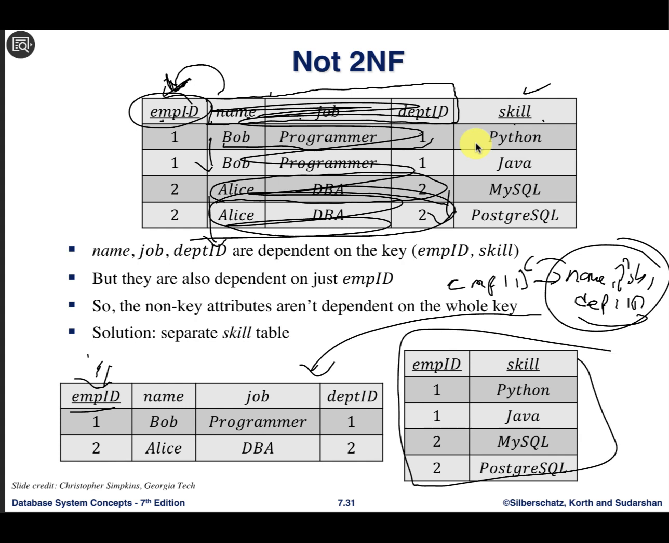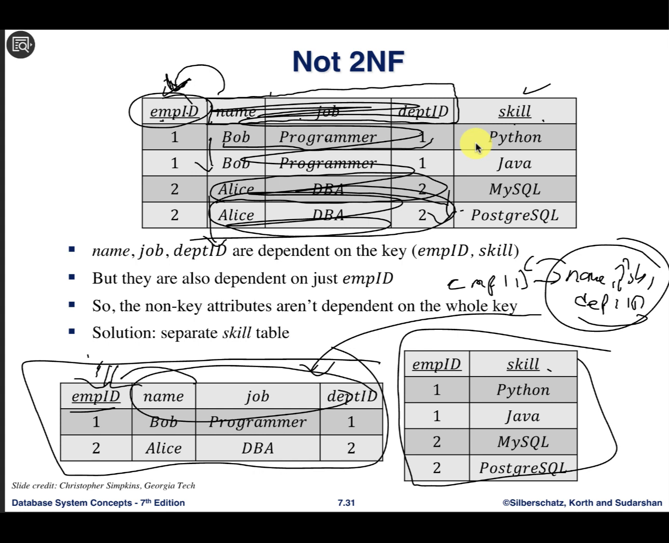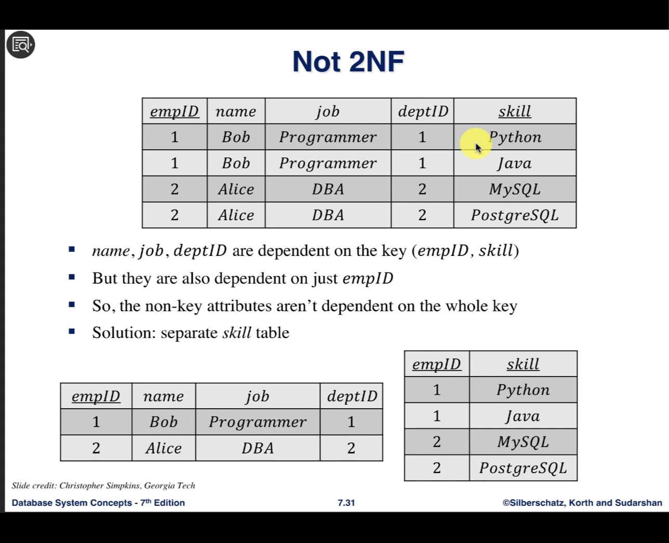Now we end up with this one as the leftover, employee ID and skill, and we have the other table that contains the employee ID, name, job, and department. All of them depend on what? The primary key here. And here, since both of them are the primary key, we don't have a problem. So this one is in the second normal form, and this one is in the second normal form, and you see, we got rid of the redundancy of the data. Make sense?